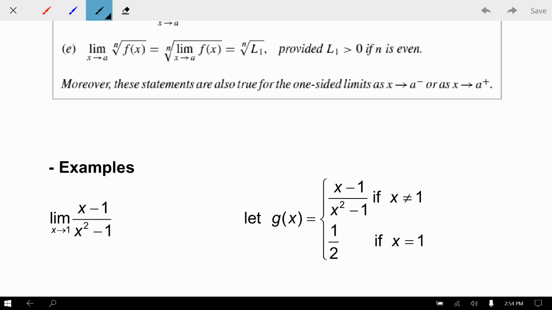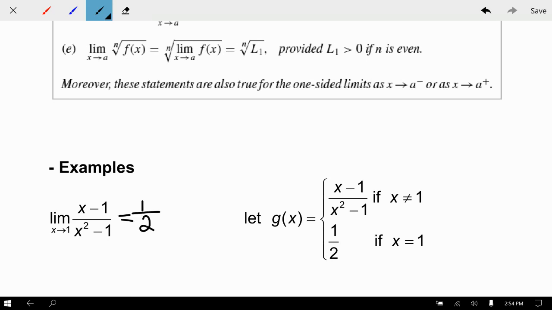So in my head, what I would be doing on this one is saying, okay, in the denominator, I have x minus 1 times x plus 1. And then the x minus 1s from the numerator and the denominator are going to cancel out. And I'm going to have 1 over x plus 1, which then is going to simplify to 1/2.